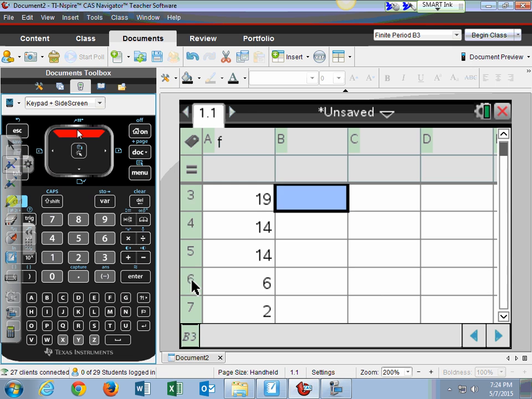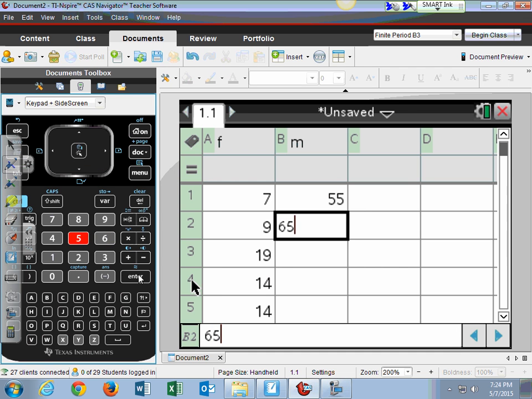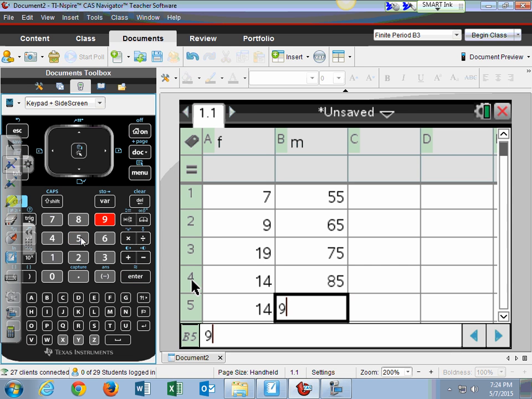Here, I'm going to call this M for midpoints. Again, that's in the very top cell. And fill in those 55, 65, 75, 85, 95, 105, and 115.